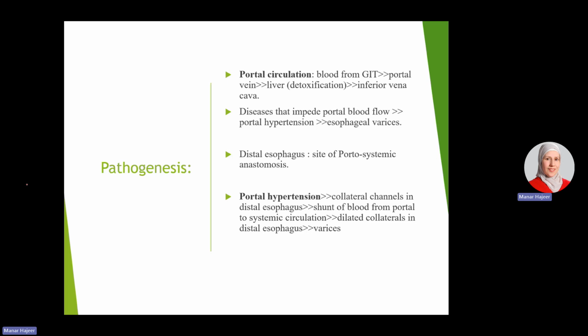Any disease that impedes this portal blood flow will lead to portal hypertension and will lead to shunting of blood from the portal circulation to the systemic circulation through the areas in which we have a collateral anastomosis between these two circulations, and one of these sites is the distal esophagus and proximal stomach, leading to esophageal varices. Portal hypertension leads to the development of collateral channels in the distal esophagus, and as I said, it will lead to shunting of blood from the portal to systemic circulation. These collaterals will be dilated and will appear as varices.